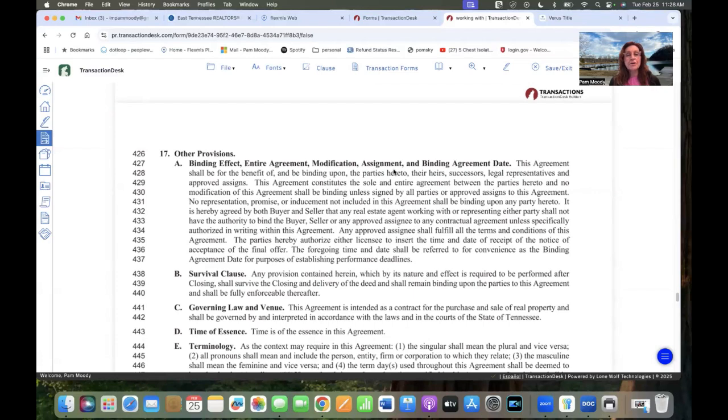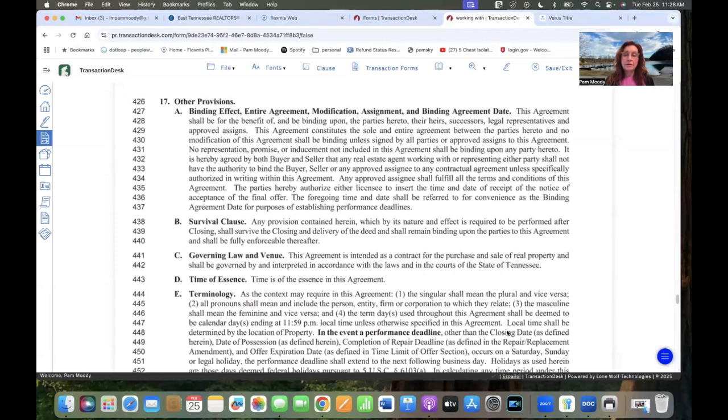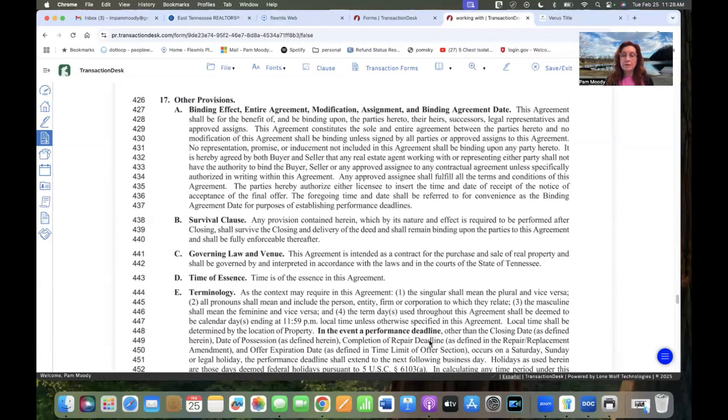Binding effect, entire agreement, modification, assigning, and binding agreement date. And it's taking a long time reading everything, but binding effect, entire agreement, modification, assigning and binding agreement.